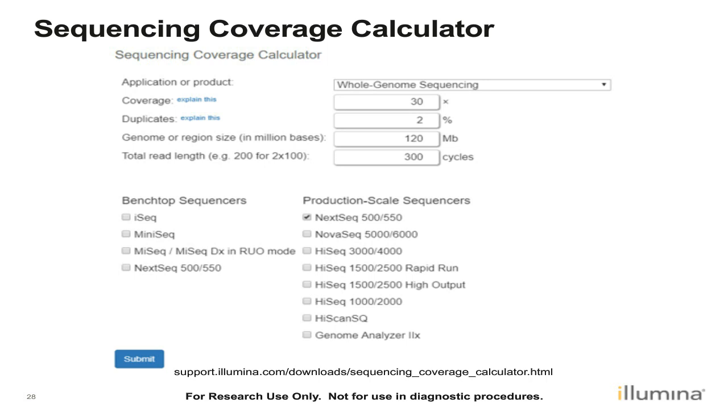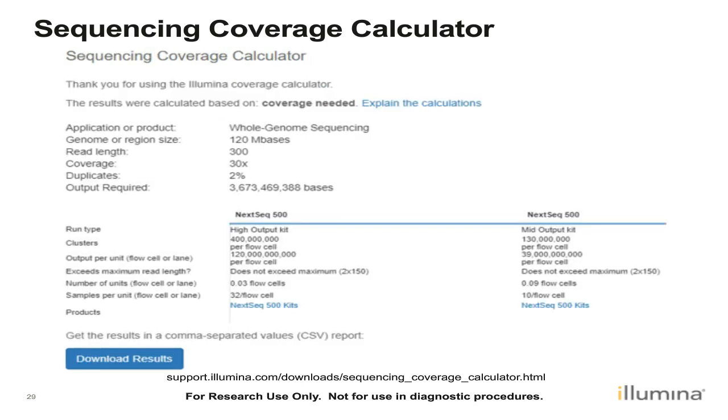Last, we choose the sequencer we want to use. We can select multiple sequencers to compare them as well. For this, I'm choosing the NextSeq 500, 550. We submit, and the tool will then calculate the number of samples that can be pooled per run. With these settings, I can pool 32 libraries in a NextSeq high output run or 10 libraries in a NextSeq mid output run.